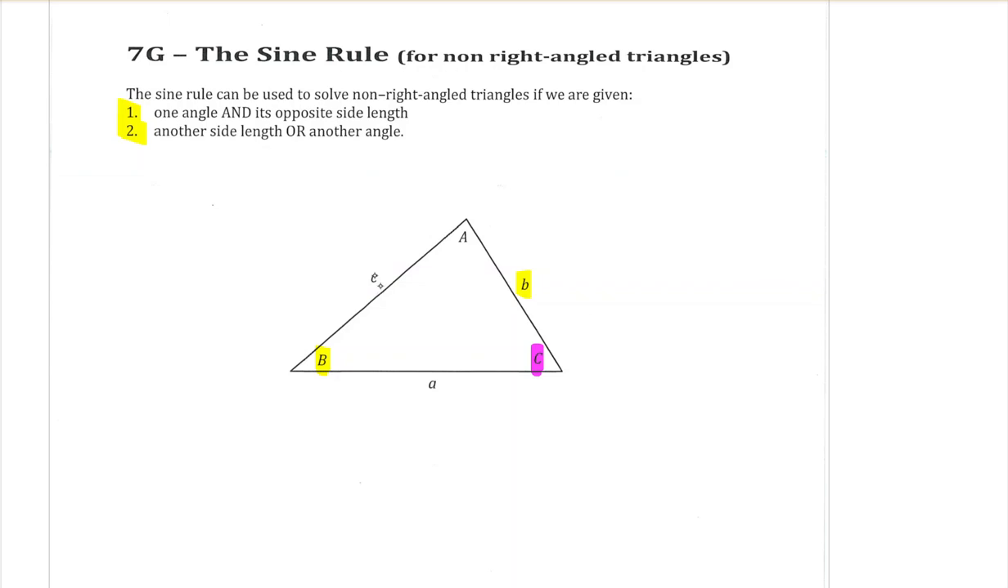So this labeling that is in this triangle, this is how we use the formula. All the angles are capital letters. So capital A, capital B, capital C are the three angles that are in there. The lowercase letters are the sides that are opposite those angles. Okay, so capital A is here, little a is directly across from it.